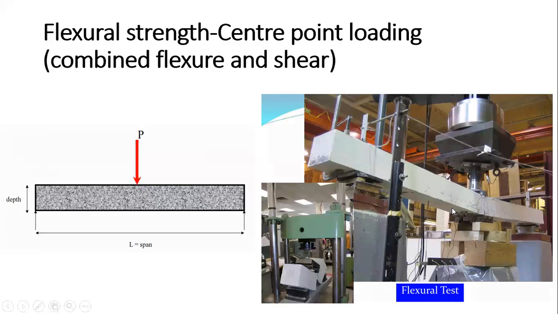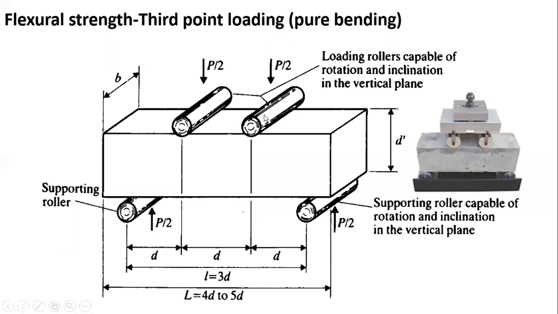In this diagram, this is your long beam. It is tested using the central point load here, and this is the failure of the beam. Now come to the third point loading. Again, the flexural strength, third point loading, is called pure bending. Here you apply a point load here and here, and these two are the supports.